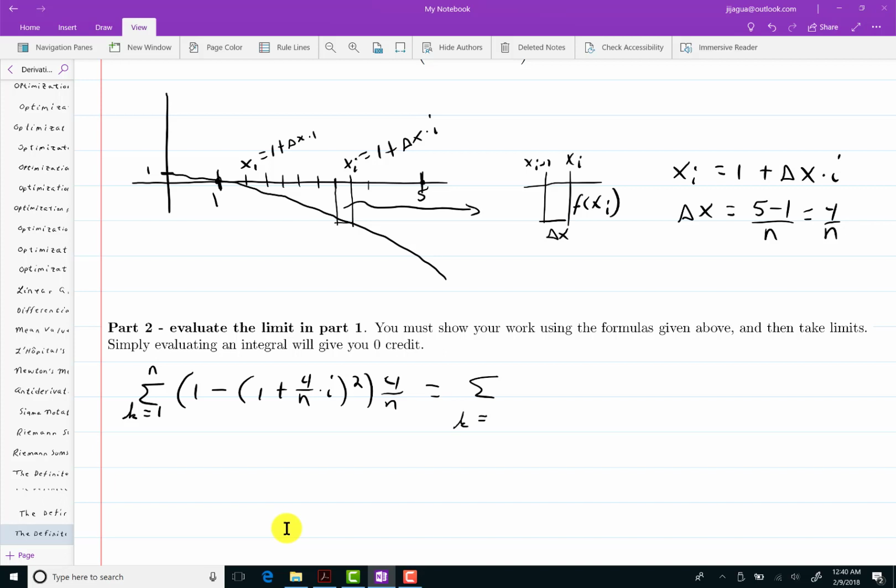Sum from K equals 1 to n of 1 minus, now leave the parenthesis around it so you'll remember to take the negative through. So I'll have 1 plus, and when you FOIL this out, you get twice the middle term. So I have 8 over n times I, plus this term squared, 16 over n squared times I squared, times 4 over n.